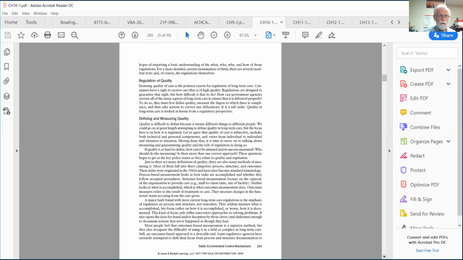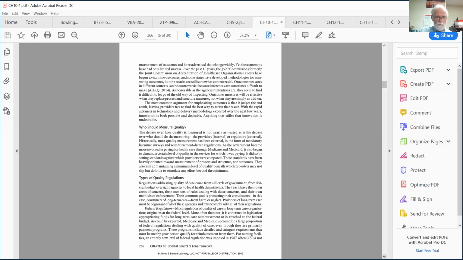But this chapter is worth reading. Defining quality is difficult because, of course, it's going to mean different things to different people. And some who know a little bit more about what's going on in the industry and know a little more medically are going to have a different idea of quality than people who are basically ignorant and think that the medical staff knows everything and is always going to do the right thing. How do we measure it? Or who should measure it?